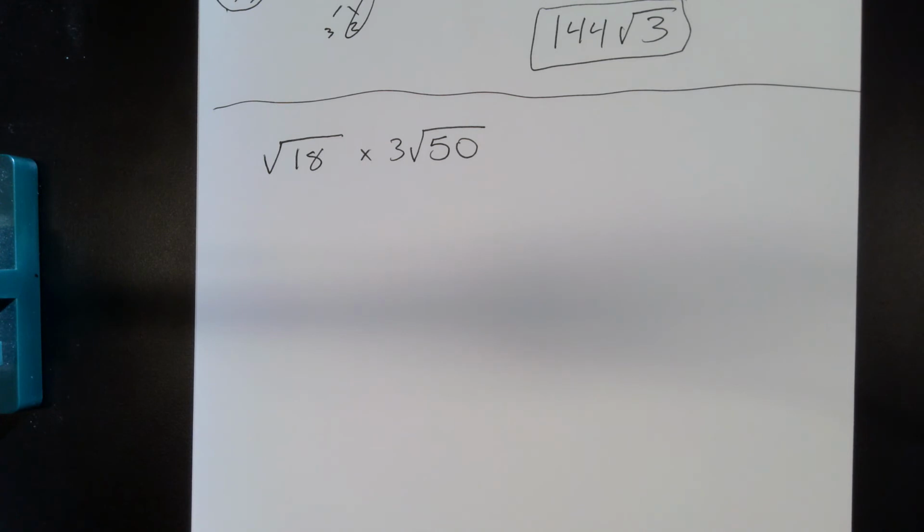Who in here multiplied 18 and 50 together? Did someone do it? I did. You didn't even do it. No, 45 square root of 4. Well, that's wrong if you got 45 square root of 4.